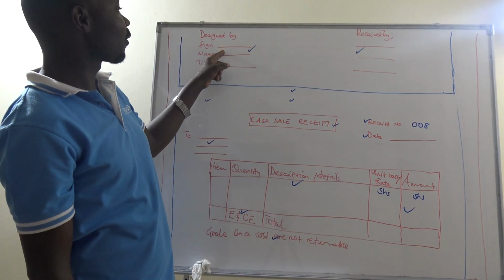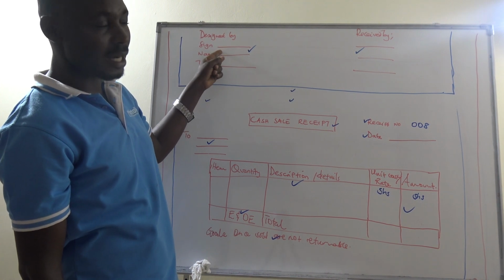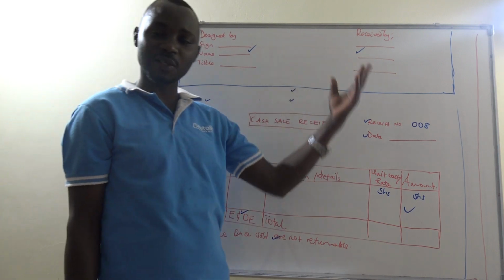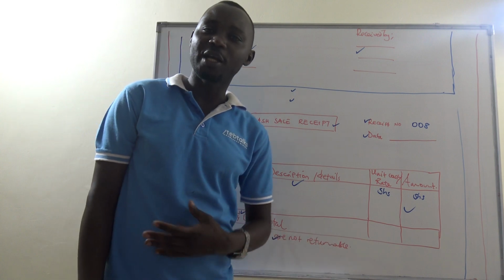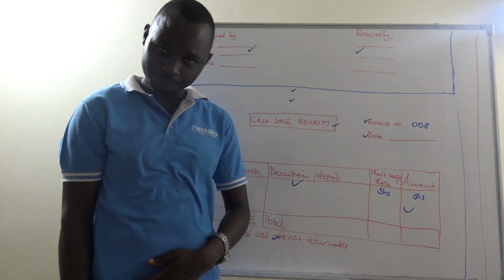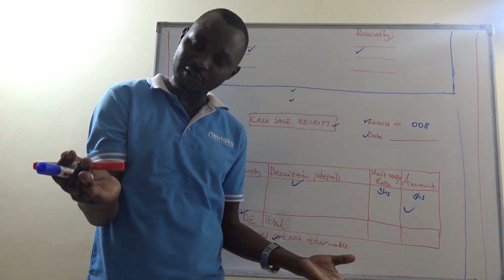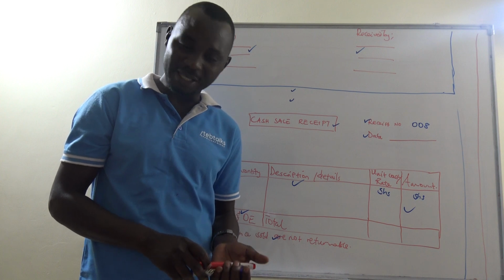So this is a component of name and address, name and title of the seller, name and title of the buyer. But are you seeing the names there and titles? No, because we are designing, we are waiting for those customers to come, and then we just open the receipt book, get our pen, and fill in.